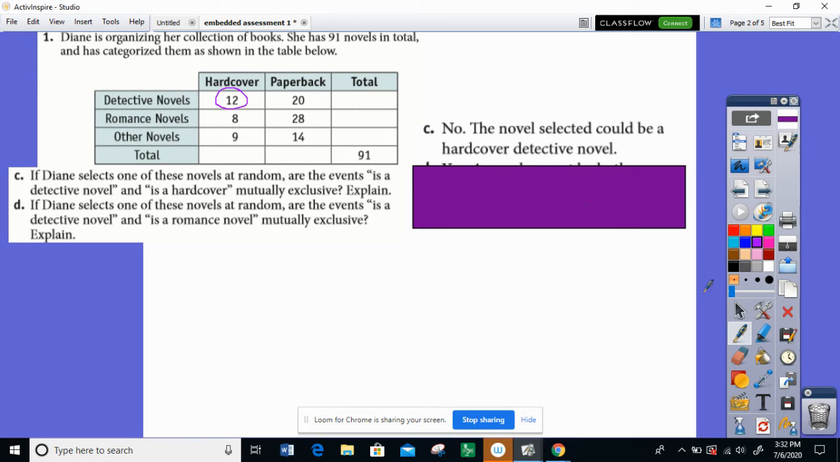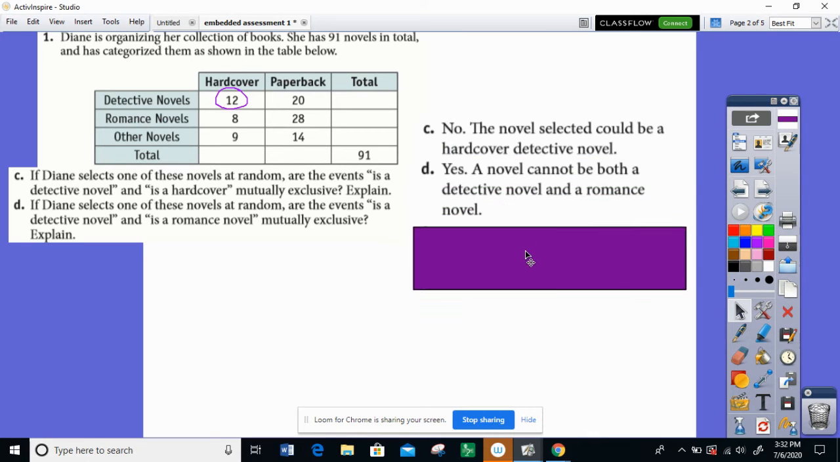D says, if Diane selects one of these novels at random, are the events is a detective novel and is a romance novel mutually exclusive? Well, you're either a detective novel or you're a romance novel, but in this situation, you cannot be both. So the answer to that question would be yes. Those two events are mutually exclusive. The novel cannot be both a detective novel and a romance novel.